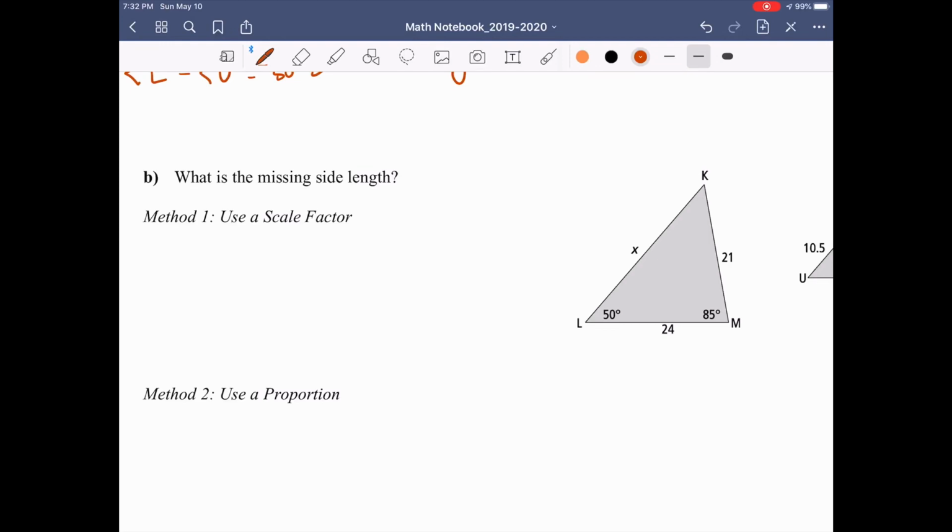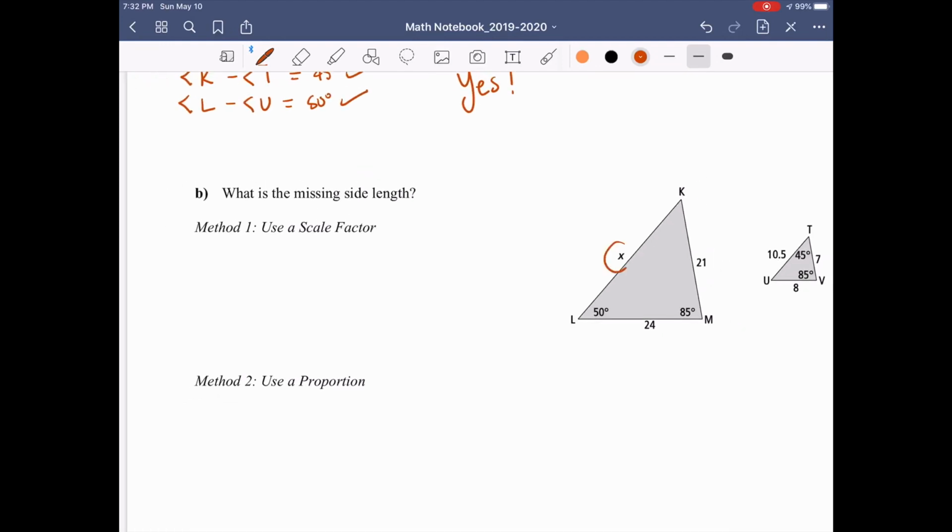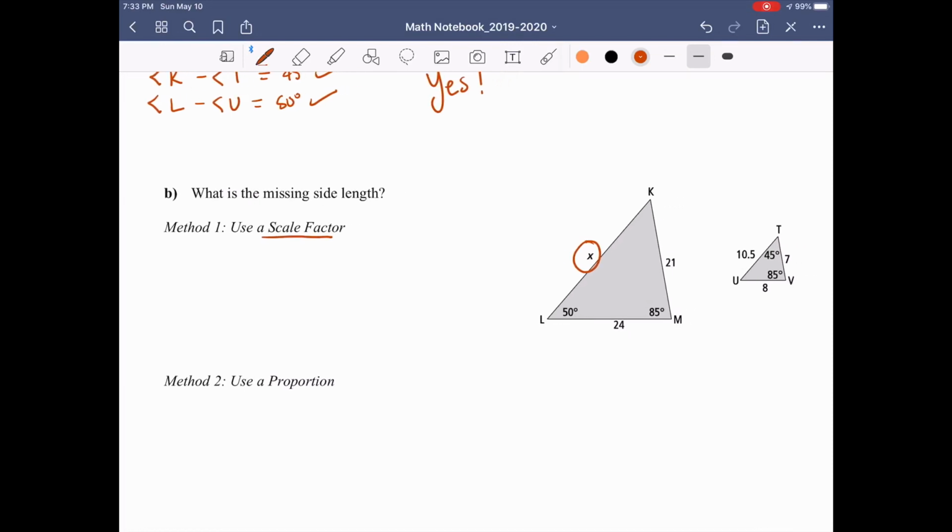Okay? So the missing side length is on the big triangle, this one right here, X. So what we have to do, there's two methods. Method one is to use a scale factor. Method two is to use a proportion. Okay, so first, if we want to use a scale factor, we have to figure out what the scale factor is. So we want to find out X, right? And we know that side TU corresponds to side LK, which is what we're trying to find. And TU is 10.5. So we want to say 10.5 times something will give us LK, which is our missing side length. We need to figure out what that something is.